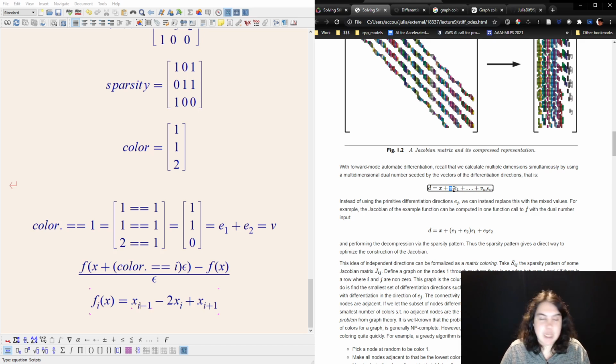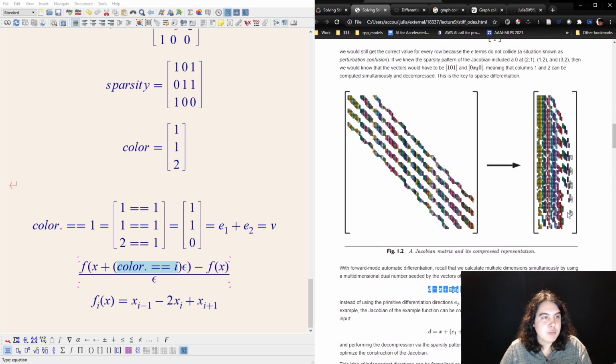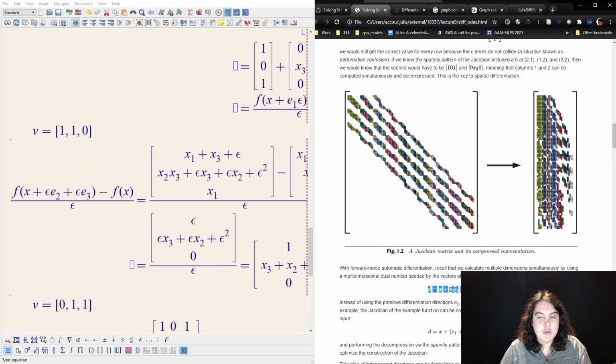And so the same exact thing applies, where we build a dual number where the directional derivative vectors v_i are the vector of colors equal to i. The dual number is defined by the directional derivatives being the color vector directions. The matrix that comes out from the dual numbers is actually the sparse compressed representation of all of your different derivatives, and you just pull it apart using the sparsity pattern.